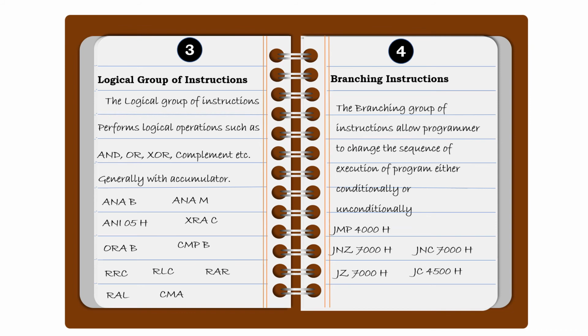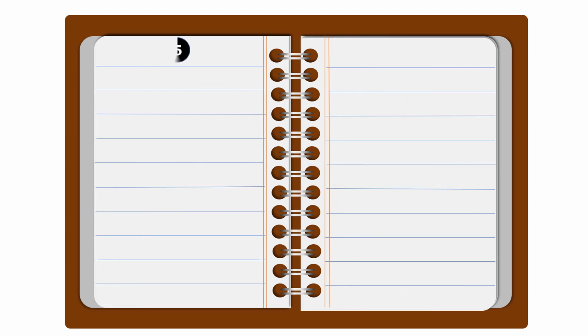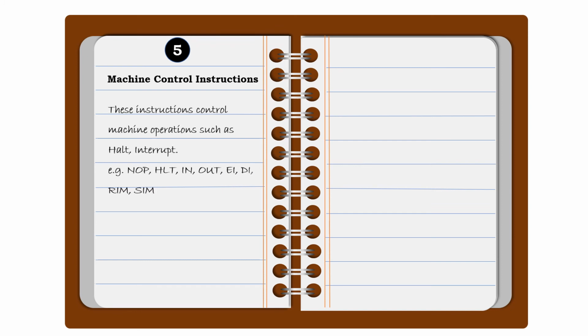And the last one is the machine control group of instructions. Machine control instructions are instructions such as halt or interrupt. This type of instruction comes under machine control instructions. For example, NOP, HLT, RIM, SIM are given. These all are machine control instructions.